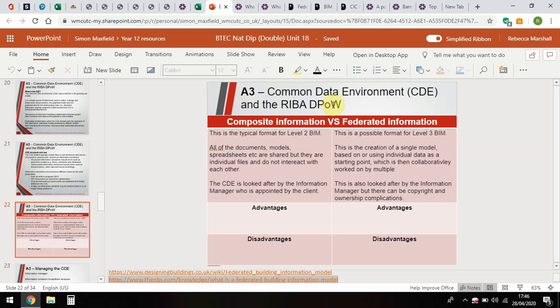Have a look back at how many people are involved, how many different stages there are, because actually there are definite advantages at certain points for having composite information or having federated information. There are definite disadvantages, so you don't need to put them in full sentences, just bullet point them for the task would be ideal. And obviously I'll have a look through your notes when we get to it.